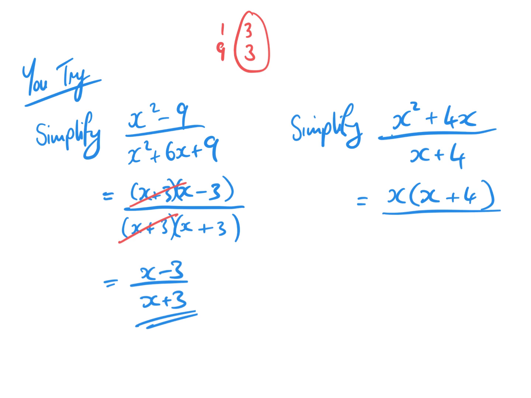And then I get to the bottom, and again, I can look at that. It's probably quite clear that it doesn't factorise any further, but if in doubt, just go through your checklist. Is there a common factor? No. Is it a difference of squares? No. Is it a trinomial? No. So that's it, actually already fully factorised there.